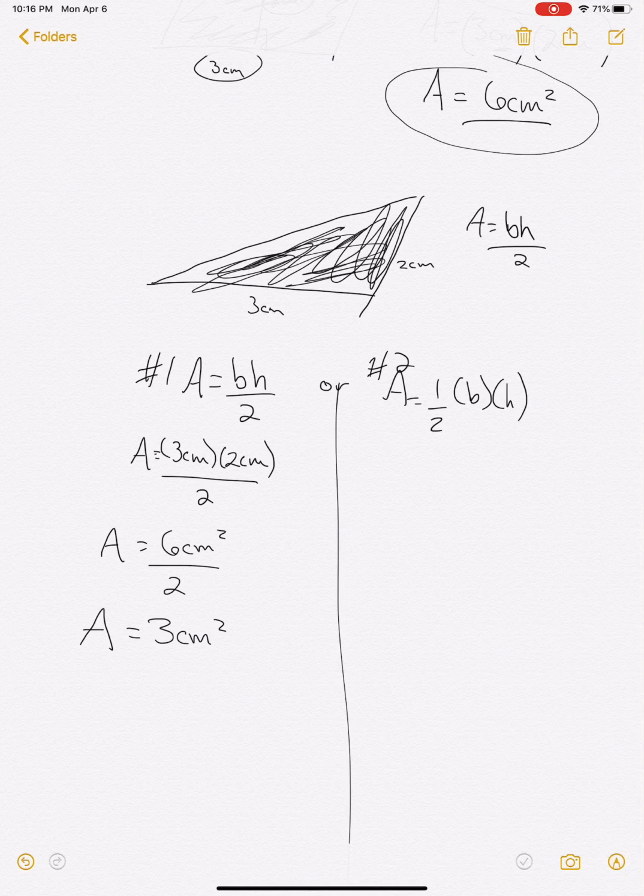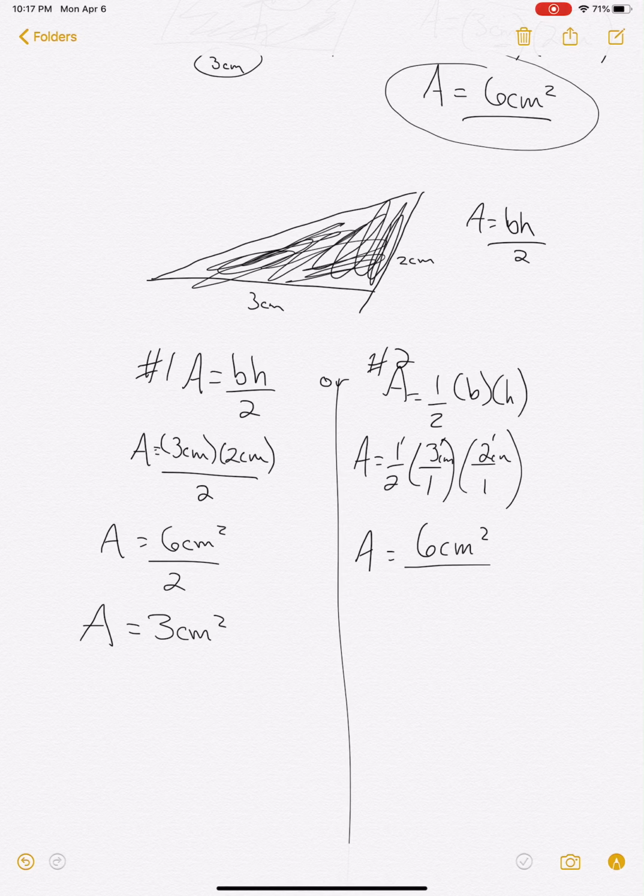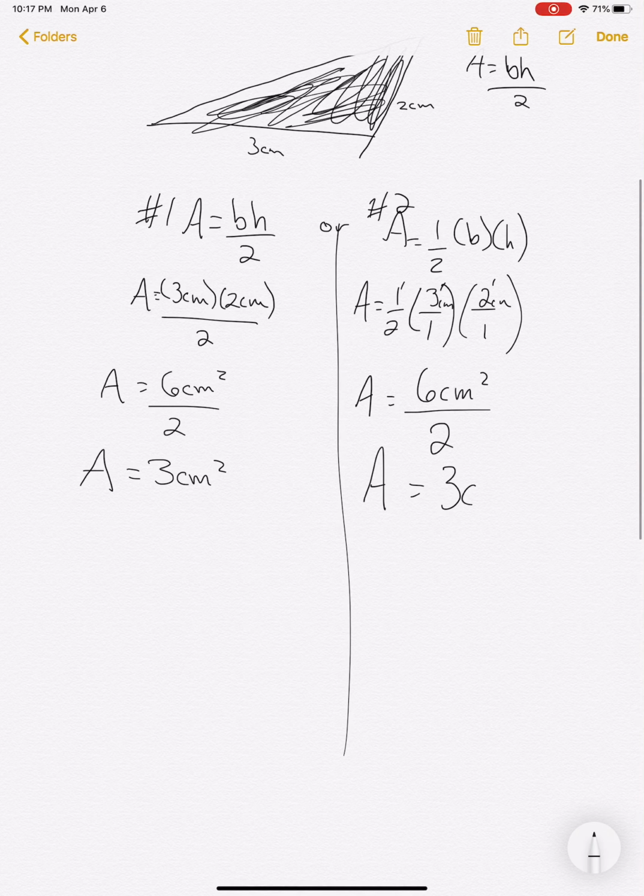But there's another way of finding this. So our area is equal to 1/2 times base, and our base is 3. And we're going to throw that over 1 to make it a little easier when we're doing some multiplication. And our height, which is 2 centimeters. And we're going to throw that over 1 to make it a little easier as well. When we times all these together, we get 6 centimeters squared over 2. Oh, accidentally went to the eraser. Over 2. So our area, again, we simplify, is going to be 3 centimeters squared. I'm going to circle these.